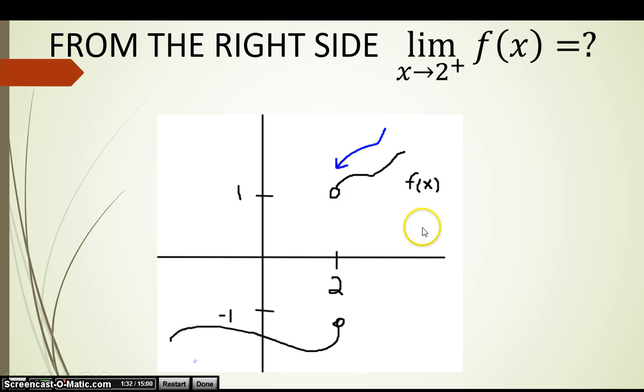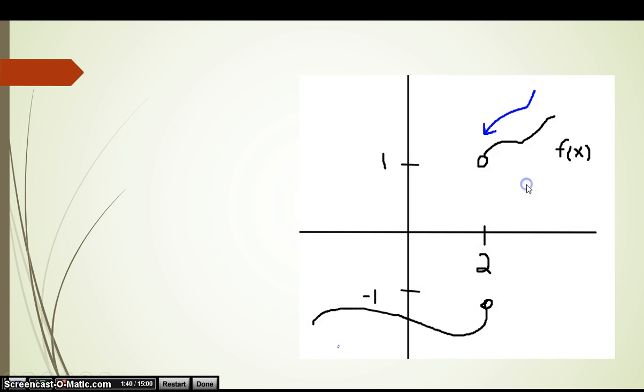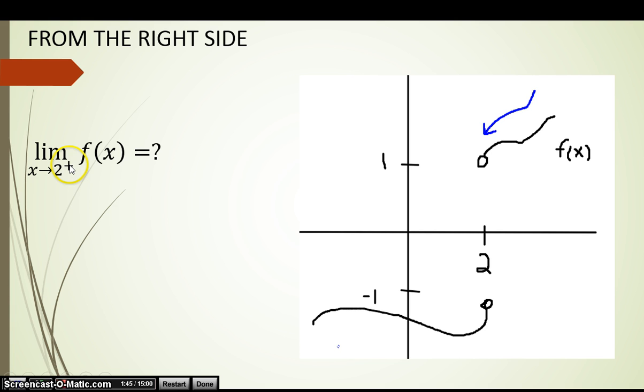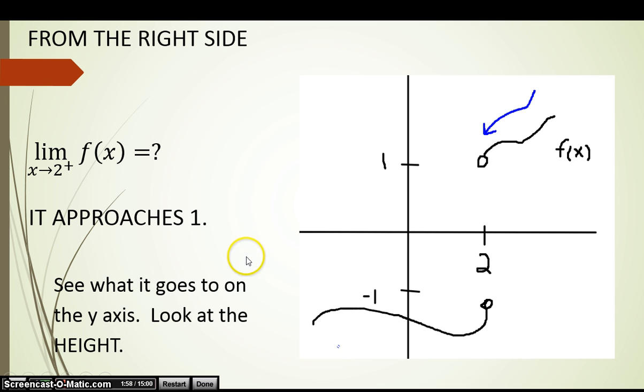As x approaches 2 from the right, the height of this is approaching 1. Looks to me like it's approaching 1. So from the right side, as our x goes to 2, it's looking like it's approaching 1. That's the height right there. See what it goes to on the y-axis. We are looking for the height, we're looking for the answer. You plug in an x, you get a y out. I'm looking for the height.